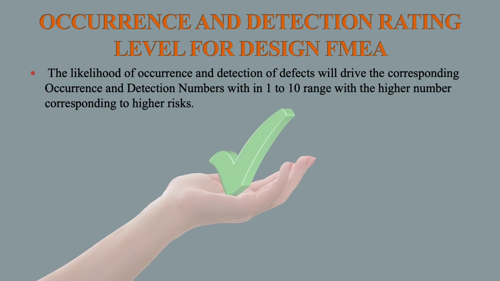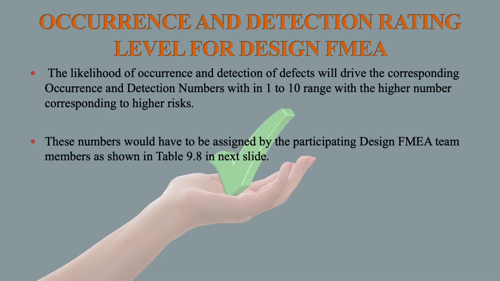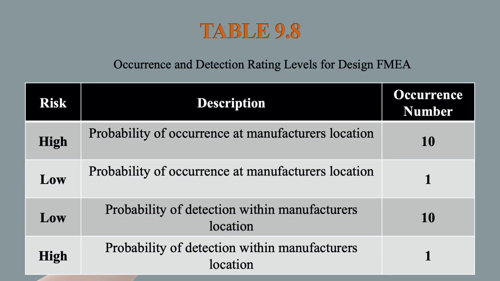Then occurrence and detection rating levels for design FMEA. The likelihood of occurrence and detection of defects will drive the corresponding occurrence and detection numbers within a 1 to 10 range, with the higher number corresponding to higher risk. These numbers would have to be assigned by the participating design FMEA team members as shown in table 9.8 in the next slide. So in this slide we can see the occurrence and detection numbers.